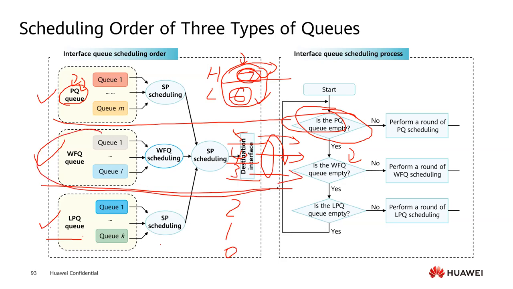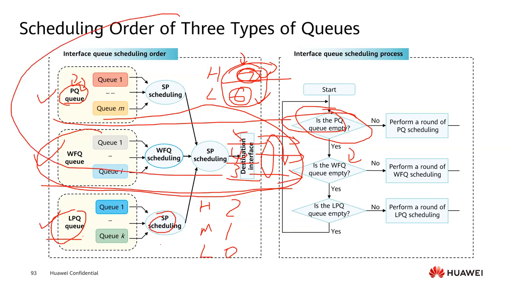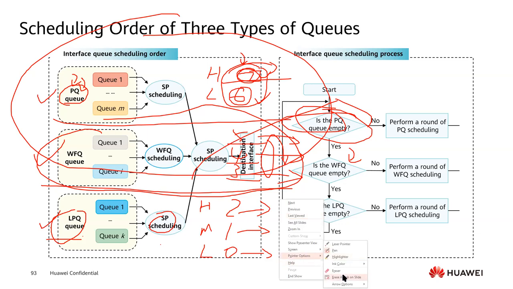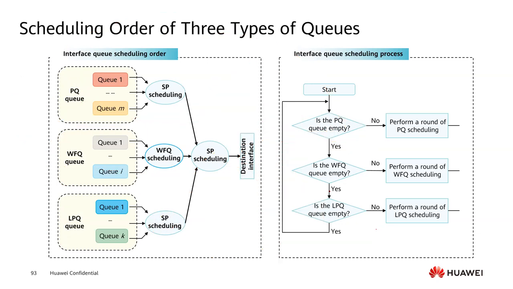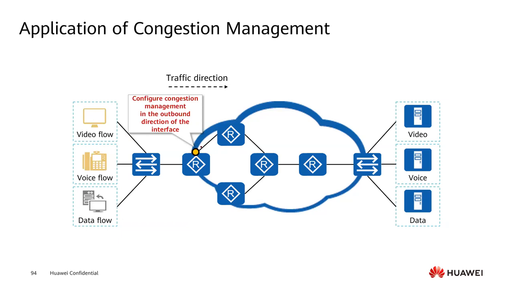And after the WFQ is empty, I will forward the LPQ. The LPQ type of queue also uses SP scheduling. Which means, for example, this one has high priority, this one has middle priority, this one has lower priority. So after all those queues are empty, I will forward queue 2 first, then queue 1, and then queue 0. It's like this. So there are three types of queue for the devices, and this is how they do the forwarding. And this congestion management is only for the outbound direction.